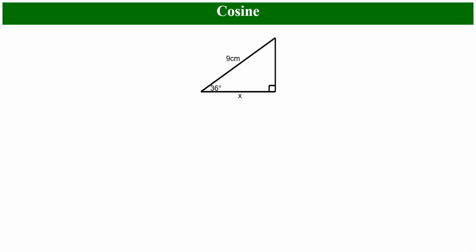So here we use cosine, and if we write down the definition of cosine, we get this. Cos 36 degrees is equal to the adjacent divided by the hypotenuse. And in this case, that will be x over 9. Now we need to find the value of x. So to do that, we will multiply both sides by 9, or we can say cross multiply.